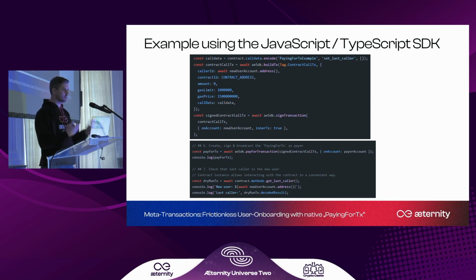We build that transaction and sign it in that specific way. This is why we give the option innerTx true in the options. And if this is the case, we can forward this signed transaction to some relayer or the payer. The payer then creates the paying-for transaction and broadcasts it to the network. And if we then make a dry run on the getLastCaller function of the contract, we see that the person who signed the contract call transaction, who did not pay the fee, was the last caller without having any balance of AE.